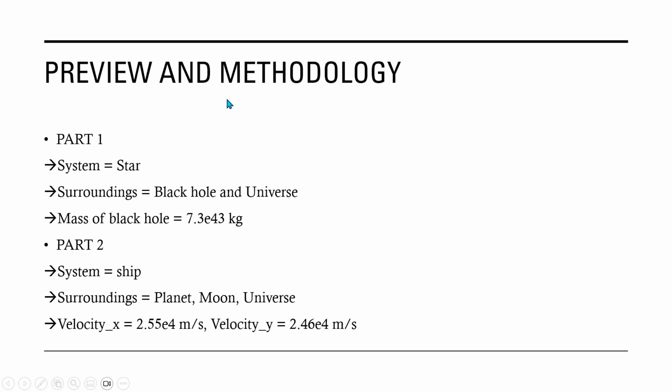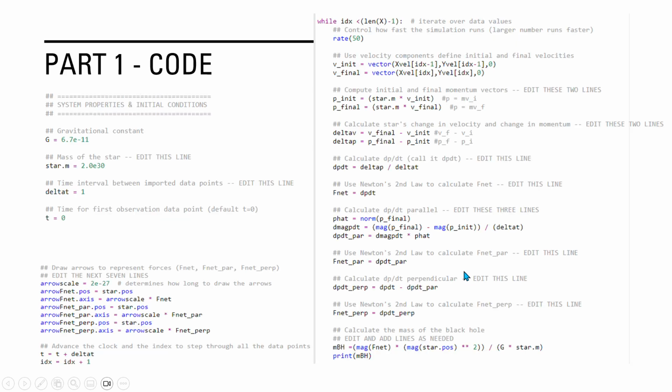And now the preview is simple. In part 1, the system is the star, and the surroundings are the black hole and the universe. After computation, I determined the mass of the black hole to be 7.3 times 10 to the 43 kg. Then for part 2, the system is the ship. The surroundings are the planet, the moon, and the universe, obviously. The velocity in the x direction, which I determined after computation, is 2.55 times 10 to the 4 meters per second, and the velocity in the y direction is 2.46 times 10 to the 4 meters per second.